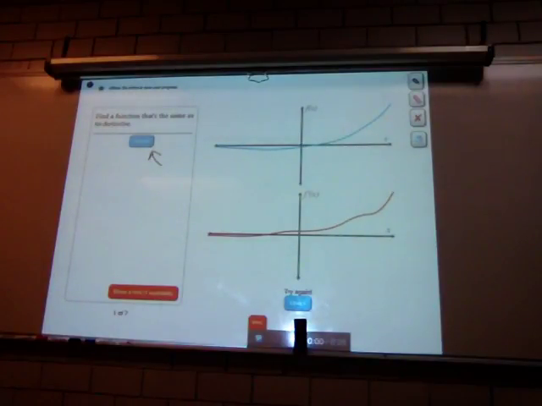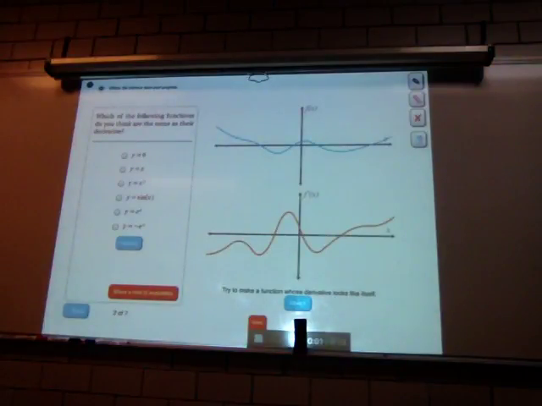¿Se parece? Un poco más. Es exponencial. Great job, you found a function that's the same as its derivative. It turns out there are a whole bunch of them. And here's a list of candidates. Try drawing some of these functions and seeing which of them are the same as their derivatives.